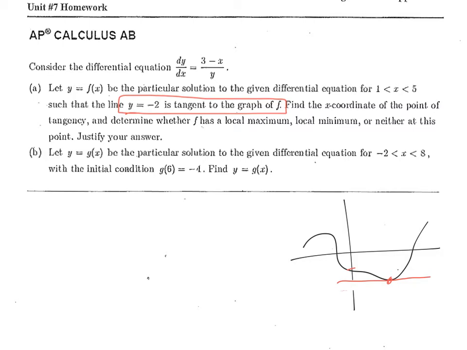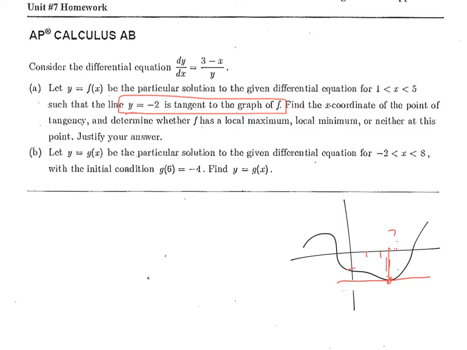Like I said, I don't know what x is, but I know that my horizontal tangent is going to occur when y is -2. I need to find the x-coordinate of this point of tangency. So what exactly is my x-coordinate at that point is what I'm trying to figure out, and then decide if it's a local min or max. So let's first figure out how we can figure out what that x value is.